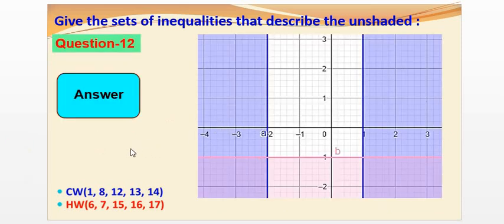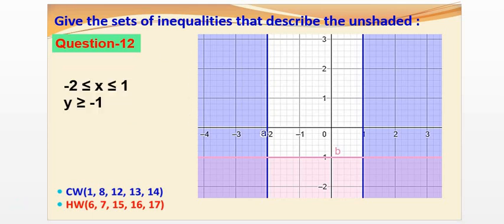Here is question number 12. Better pause the video here and solve it on your own. Remember, if you have two vertical lines, that means it's a compound inequality in x. If you have a single line, horizontal or vertical, that will not be a compound inequality. Clear? Now better pause the video here and find the answer to this question, and then play the video to check your answer. So here is the answer.